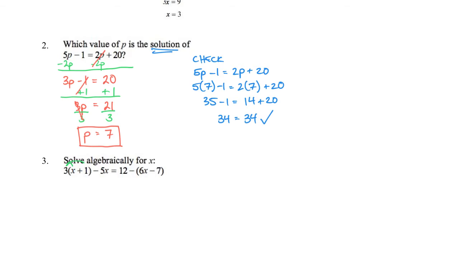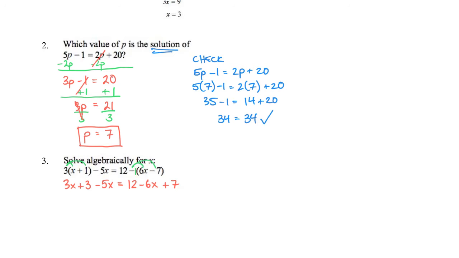So I'm going to move over here. I'm going to distribute this first. So this is going to give me 3x plus 3. The minus 5x comes down. And then I'm also going to distribute here. Now, if you have struggled with this, you may want to put a 1 between the negative sign and the parentheses. That will allow you to know that you're actually multiplying by negative 1. So this becomes 12 minus 6x plus 7.